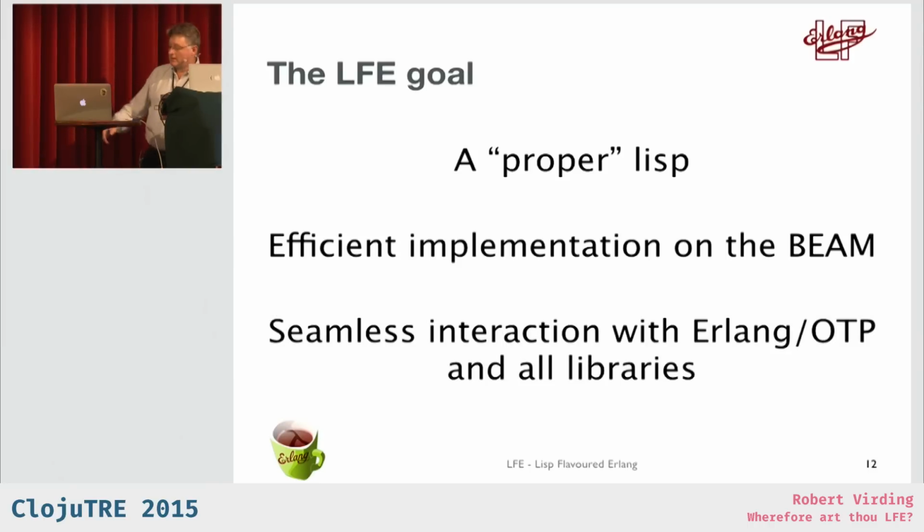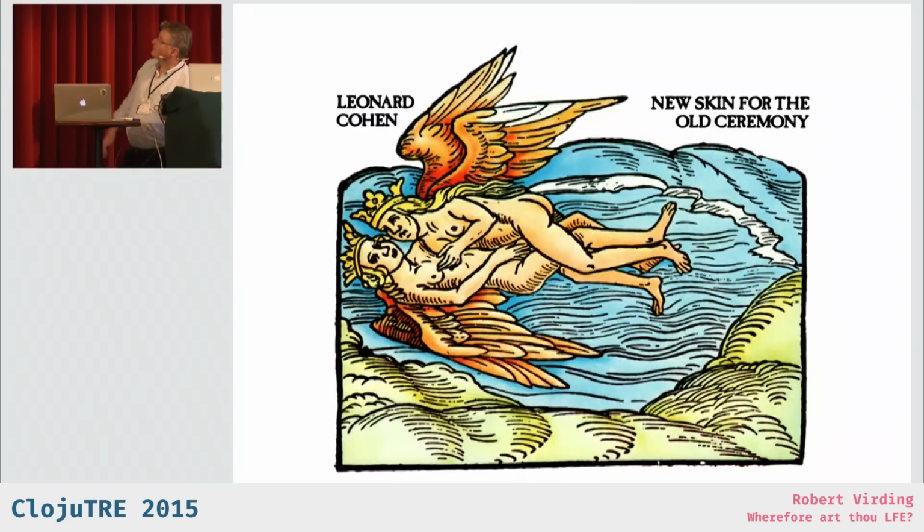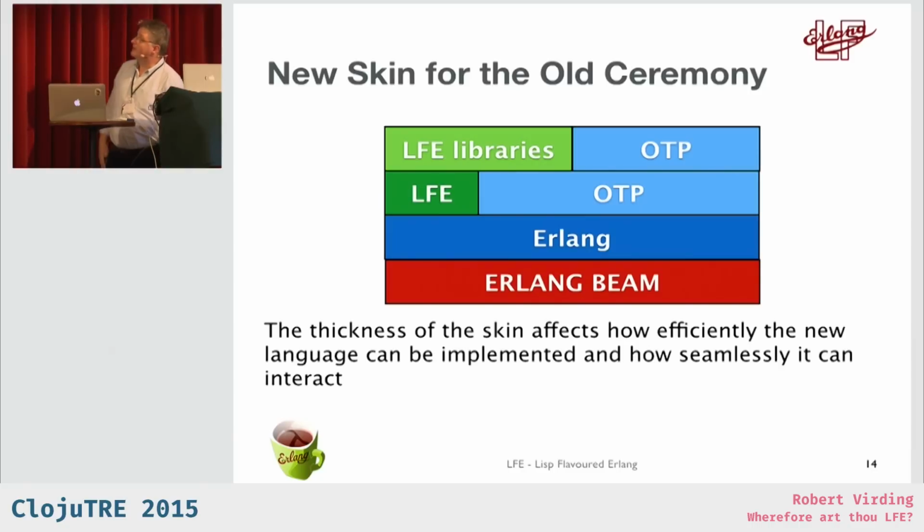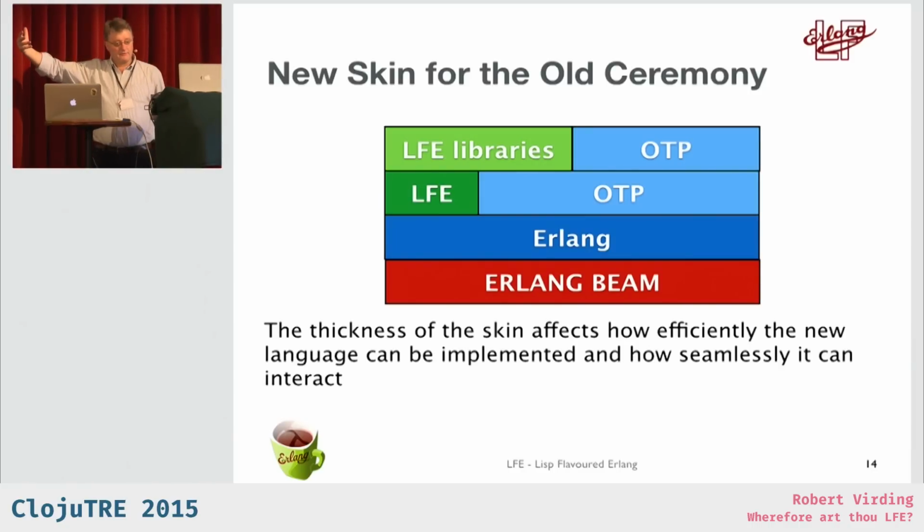So what we're doing is basically this, from this old record by Leonard Cohen. If you haven't listened to it, please do. It's a fantastic record. New skin for the old ceremony. So what we have here, we've got the Erlang machine, we've got the Erlang system, we've got the Erlang OTP way of patterns for designing things. We want to put something on top of here, LFE, and LFE libraries that use those, but use them the way that makes them look the way we want them to look.